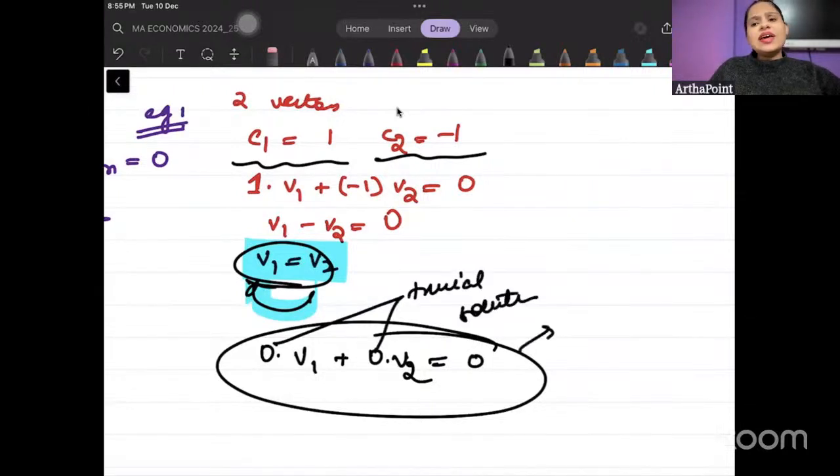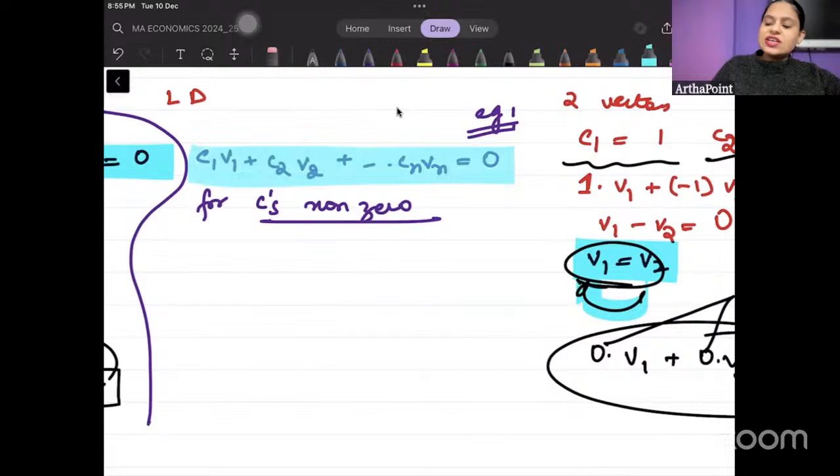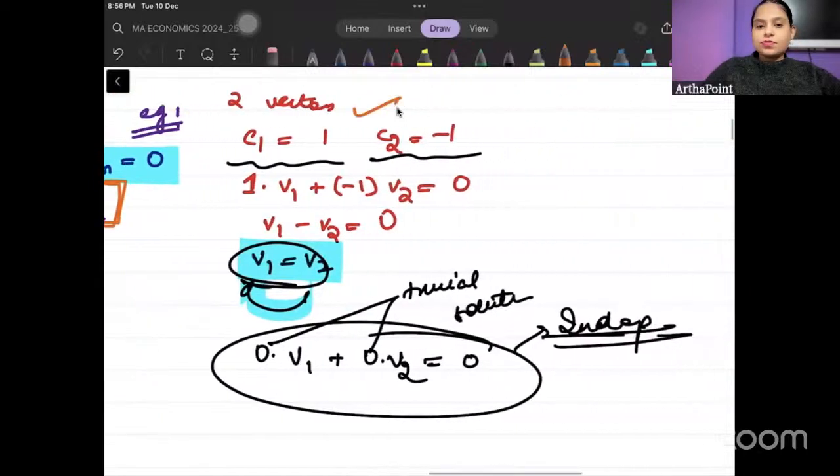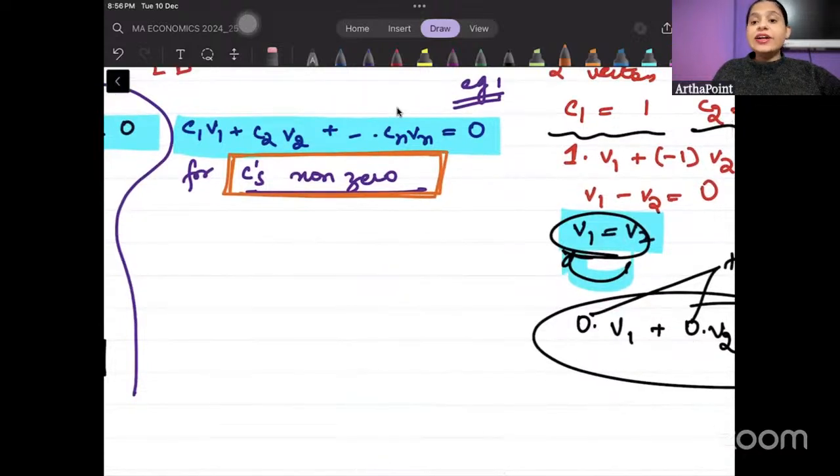So it means that they are independent. There is no relationship between them. कोई relationship नहीं है. So therefore, what we can say is that when C1 V1 plus C2 V2 and so on till Cn Vn is 0, for these C's not equal to 0, when these C's are non-zero, then we can go ahead and say that yes, they are linearly dependent.